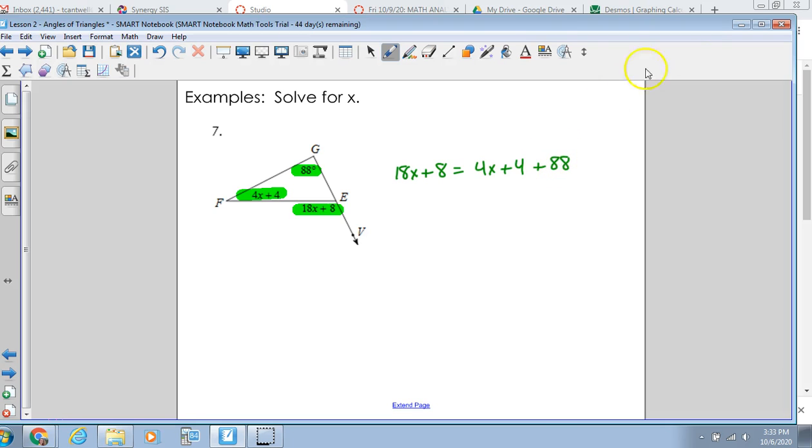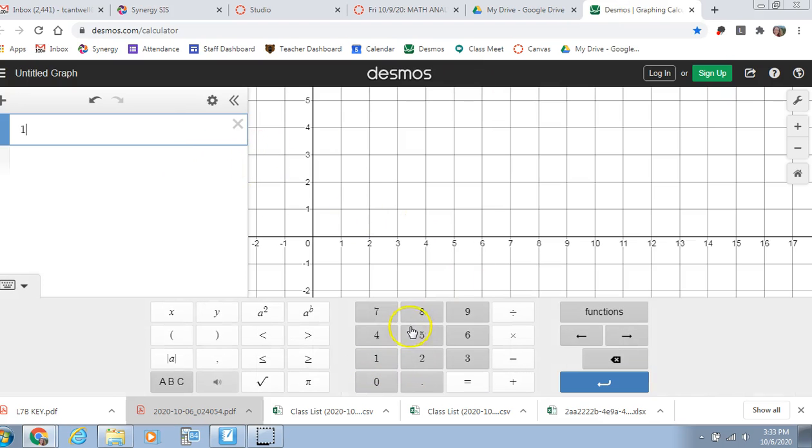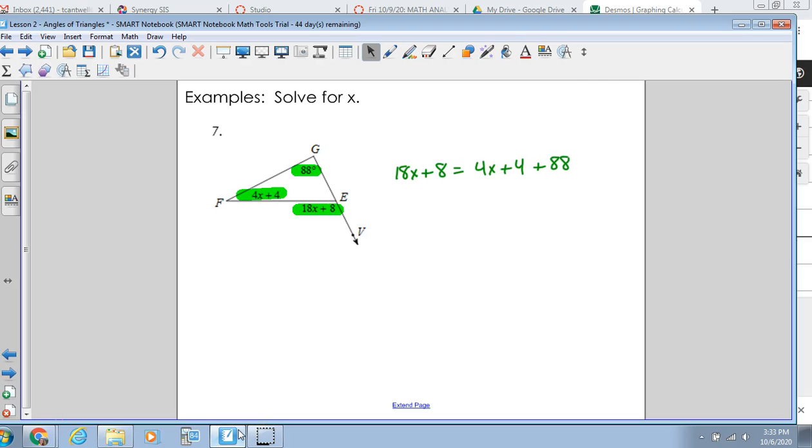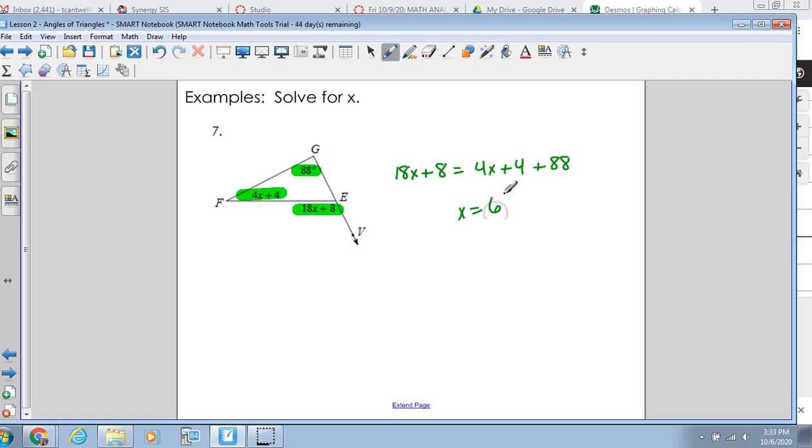Just for fun, I'm going to go over to Desmos now, and I'm going to put that in and see what we get. If we put in 18x plus 8 equals 4x plus 4 plus 88, Desmos solves it and tells me right there, x equals 6. Where we have that vertical line, that x value, that's what x equals. So when I use Desmos, we get that x equals 6.